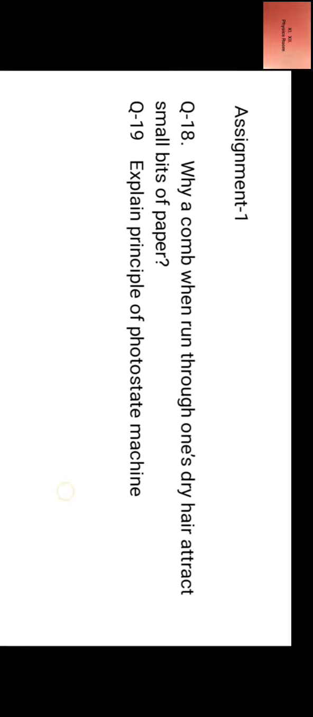Now, we continue with assignment 1. Question number 18. Why does a comb run through one's dry hair attract small bits of paper? Question number 19. Explain the principle of a photostat machine. And then you try to give answers to these questions.